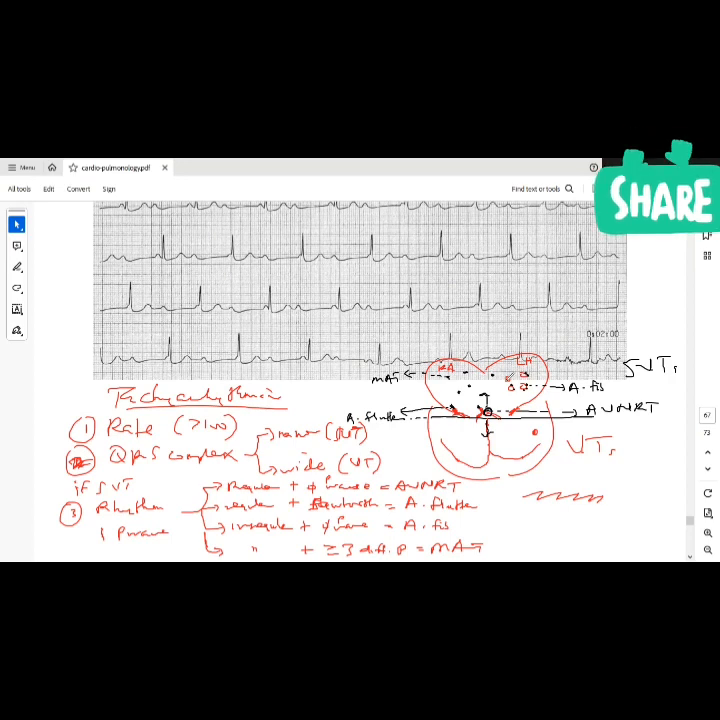Yes? But will class 1 and 3 be effective against VTs? Yes, because they are targeting the muscles directly in the ventricle itself. Is this clear? Yes.